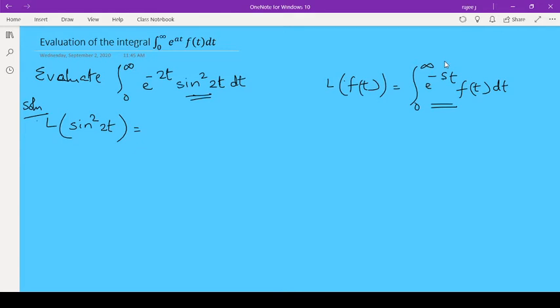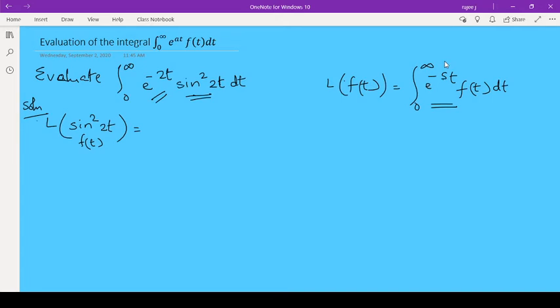You are asked to evaluate integral 0 to infinity e raised to minus 2t sine square 2t dt. And by the definition of Laplace transform, the right side is integral 0 to infinity e raised to minus st f(t) dt. So in this question, instead of e raised to minus st, it is given e raised to minus 2t. And instead of f(t), here in the question it is sine square 2t. Okay, so suppose this is f(t). If sine square 2t is f(t), this is of the form L of f(t).